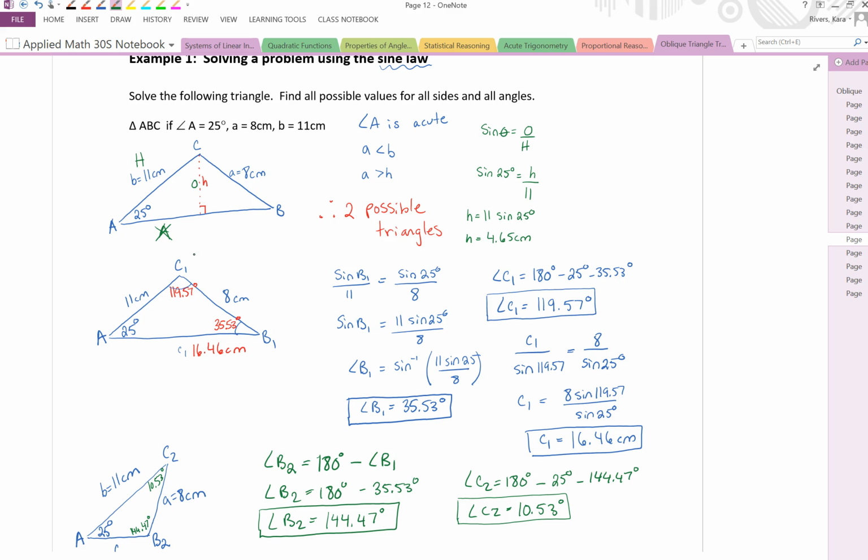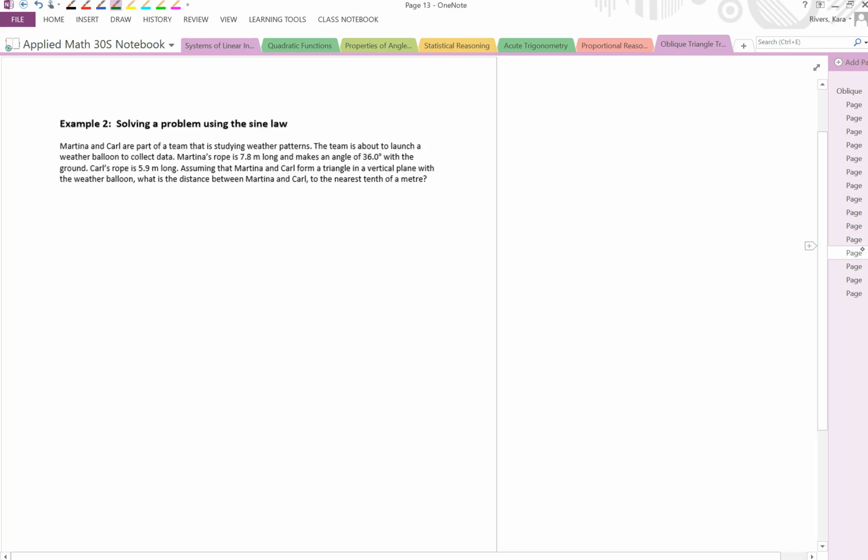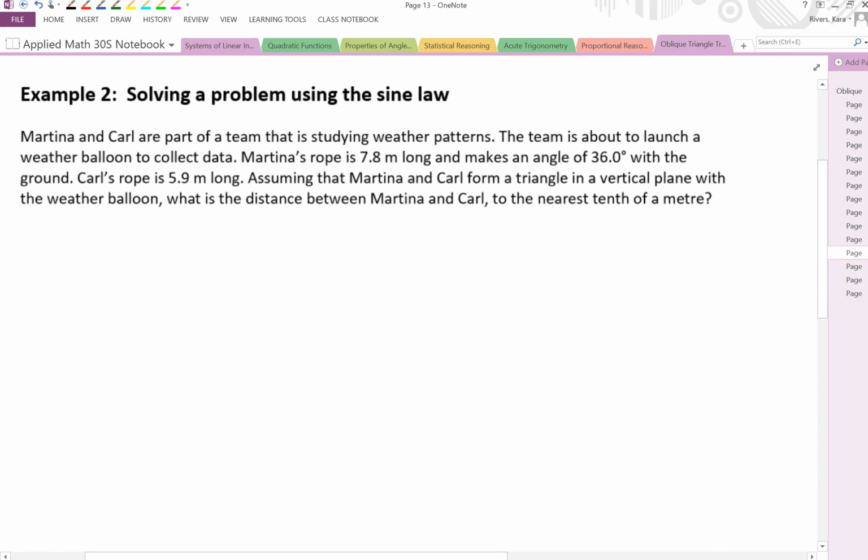Let's try another example to make sure we've got this. Example 2. Martina and Carl are part of a team that is studying weather patterns. The team is about to launch a weather balloon to collect data. Martina's rope is 7.8 meters long and makes an angle of 36 degrees with the ground. Carl's rope is 5.9 meters long. Assuming that Martina and Carl form a triangle in a vertical plane with the weather balloon, what is the distance between Martina and Carl to the nearest tenth of a meter?